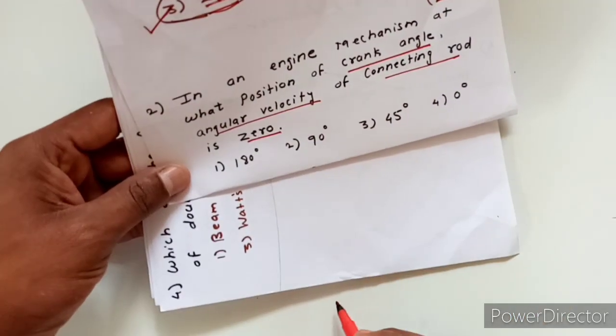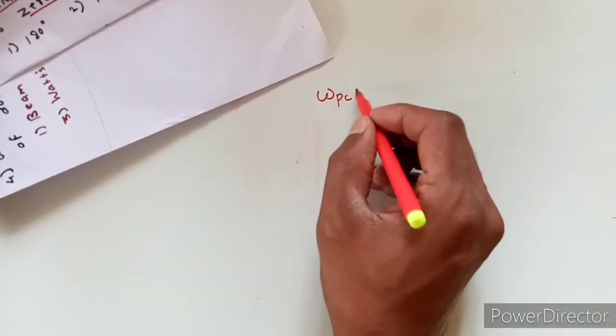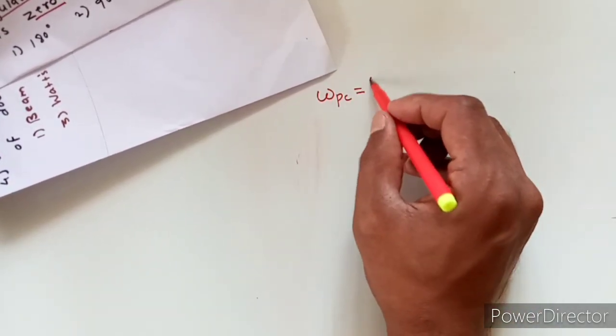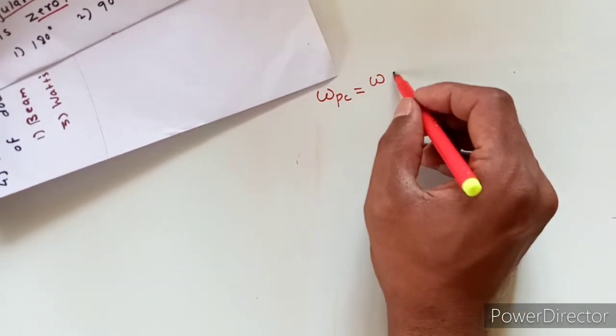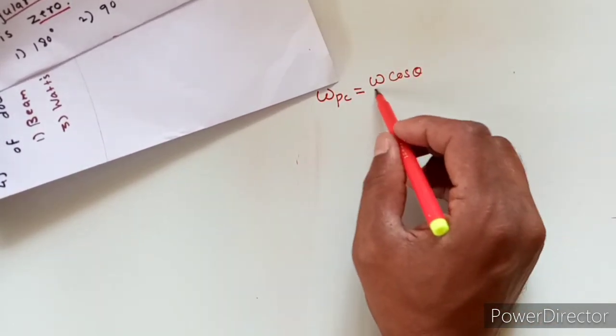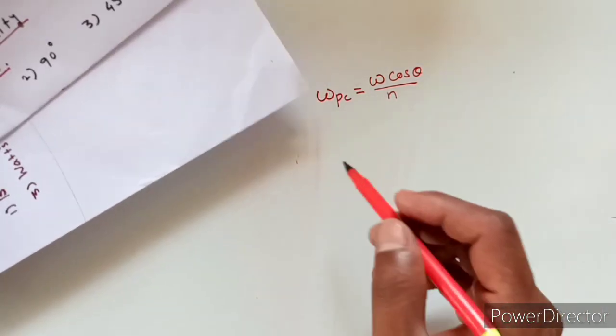We know that angular velocity of connecting rod is given by this equation. Omega PC, the angular velocity of connecting rod, is equal to angular velocity of crank into cos of theta, where theta is the crank angle, divided by n, where n is the obliquity ratio.